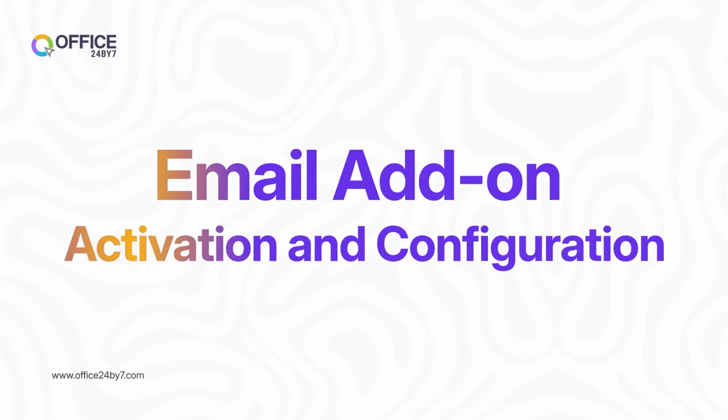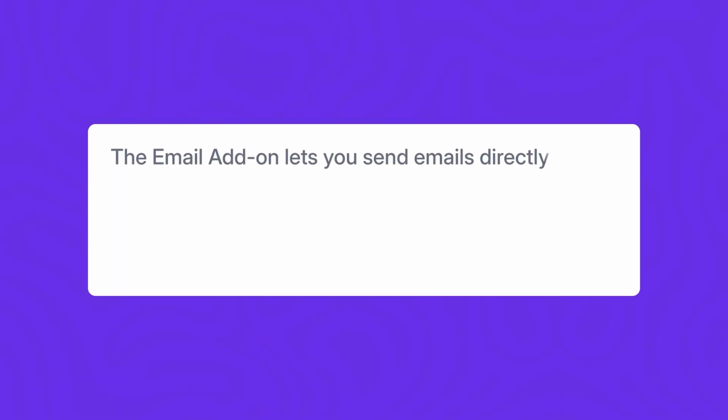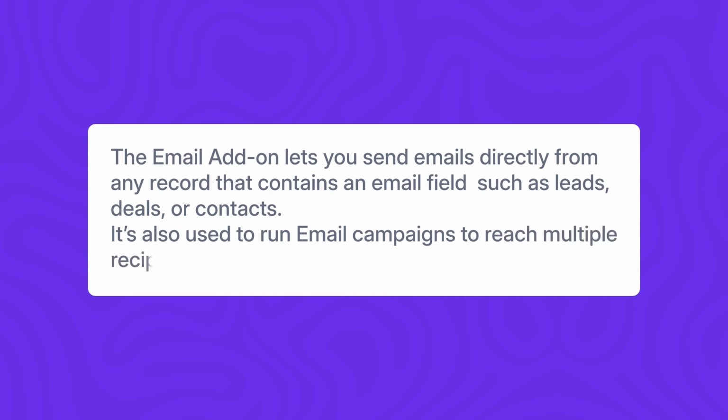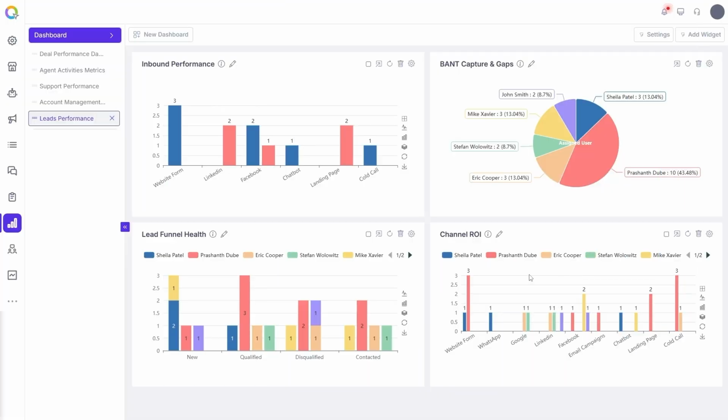In this video, we'll walk you through how to activate and configure the email add-on, enabling you to send emails directly from any record and run email campaigns right inside your Office 24 by 7 panel. The email add-on lets you send emails directly from any record that contains an email field, such as leads, deals, or contacts. It's also used to run email campaigns to reach multiple recipients efficiently. Let's look at how to activate and set it up.